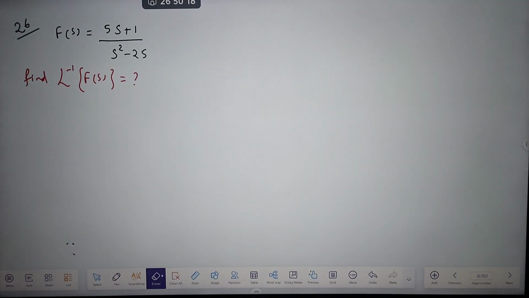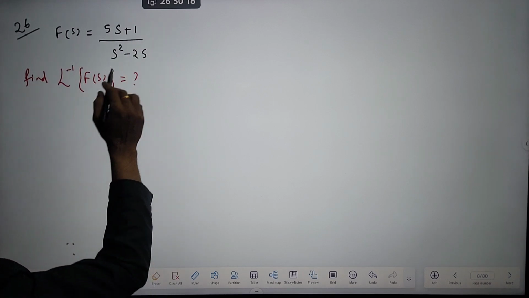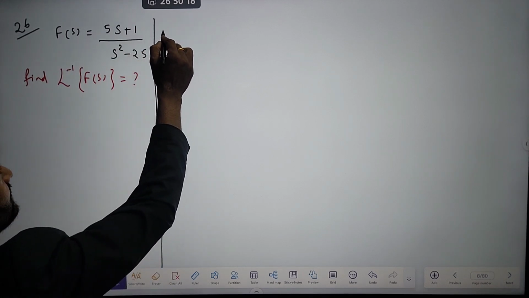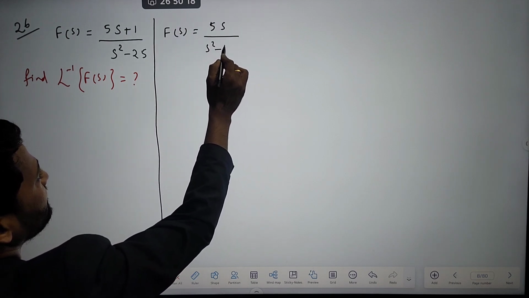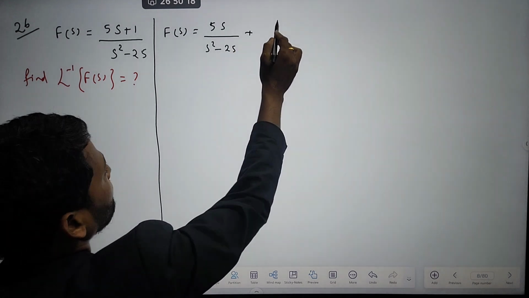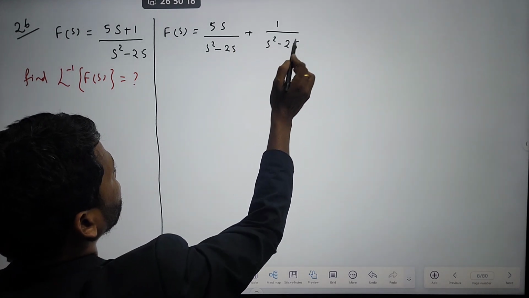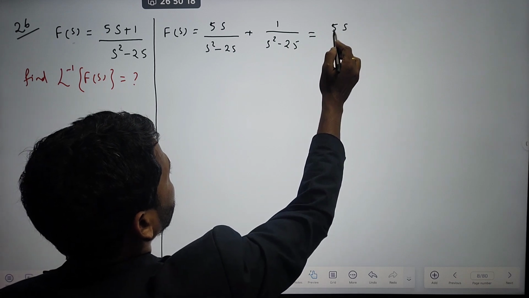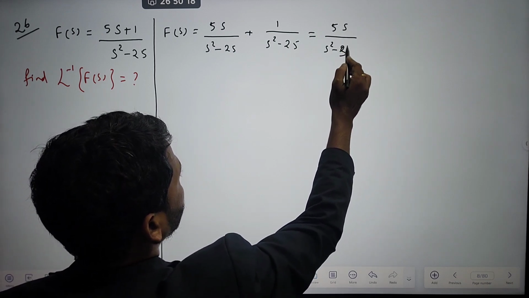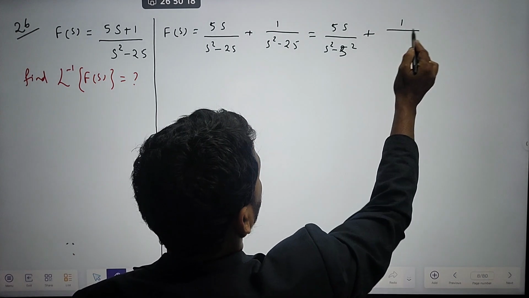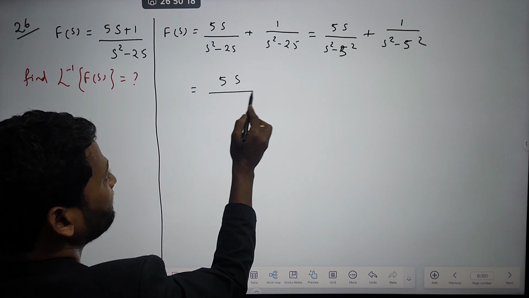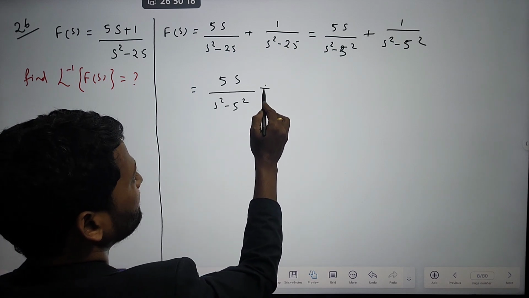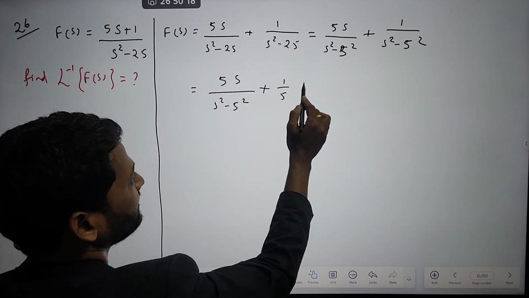Coming to question number 26. Here F(s) is given as 5s plus 1 by s square minus 25. So I can write F(s) equal to 5s by s square minus 25 plus 1 by s square minus 25, or I can write 5s by s square minus 5 square plus 1 by s square minus 5 square. Here what I am doing, I am multiplying by 5 and dividing by 5.